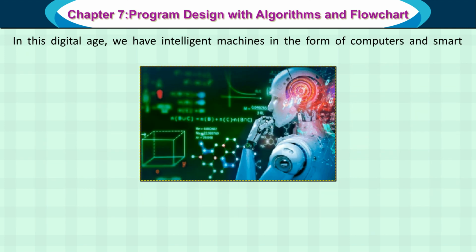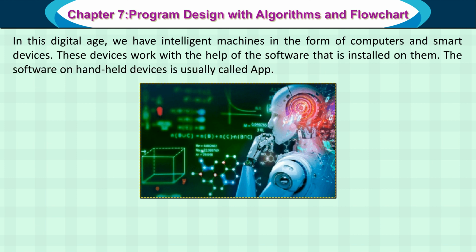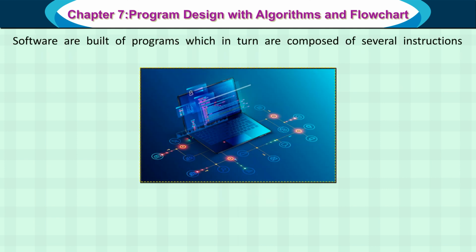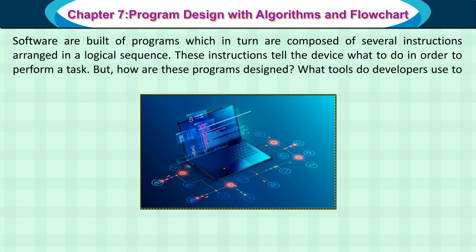In this digital age, we have intelligent machines in the form of computers and smart devices. These devices work with the help of the software that is installed on them. The software on handheld devices is usually called an app. Software is built of programs, which in turn are composed of several instructions arranged in a logical sequence. These instructions tell the device what to do in order to perform a task.